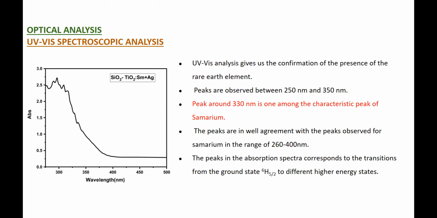Peaks are observed between 250 nanometer to 350 nanometer, and the peak around 330 nanometer is one of the characteristic peaks of samarium. The peaks are in good agreement with those usually observed for samarium in the range of 260 to 400 nanometer. The peaks in the absorption spectra correspond to the transition from the ground state, that is 6H5/2, to different higher energy states.